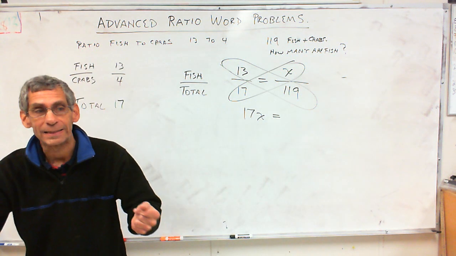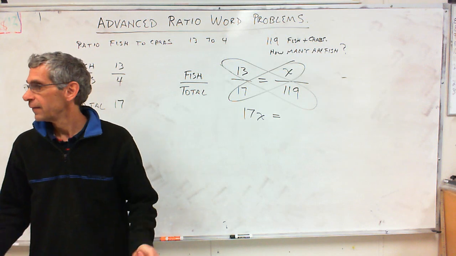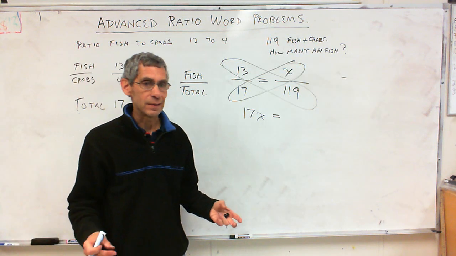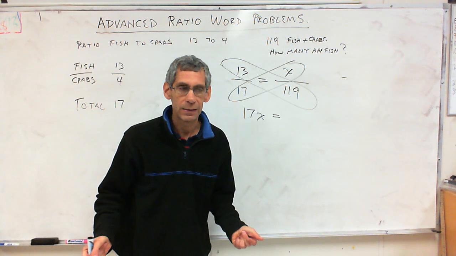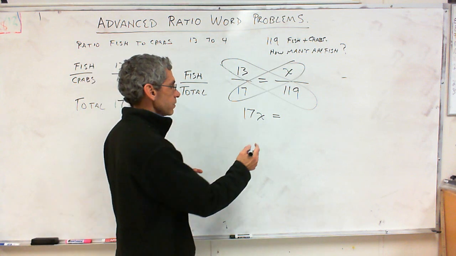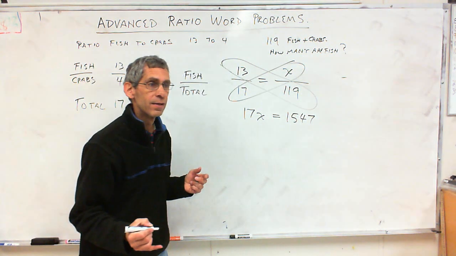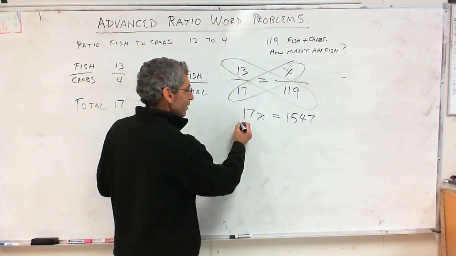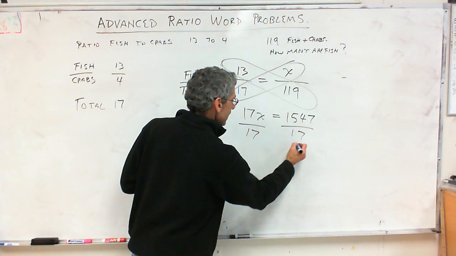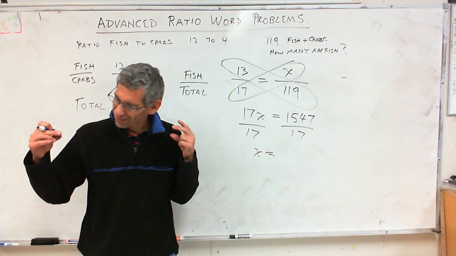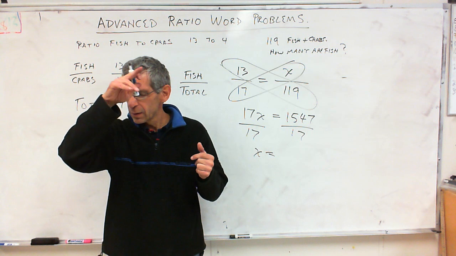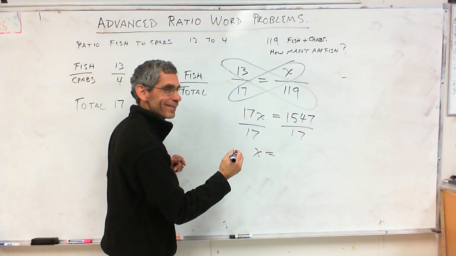Quick, in your head. Quick. 1,547. Someone get the calculator. Yep. I did 1,547. All right, divide by 17. Oh, that's easy. x is equal to 91.